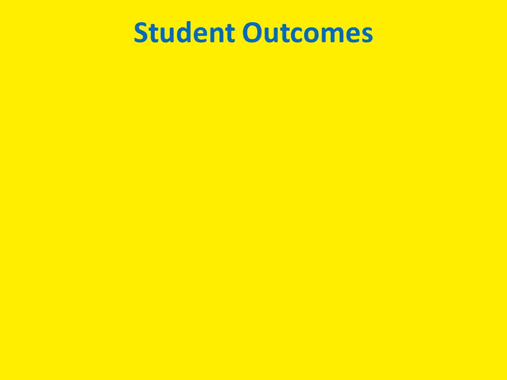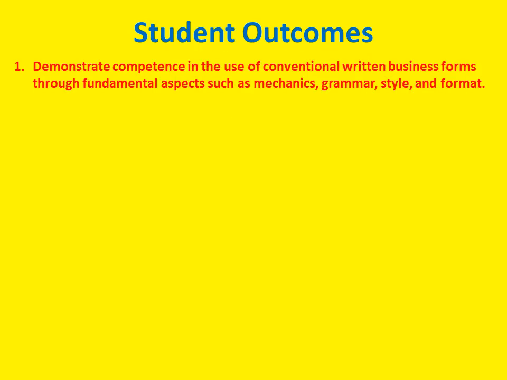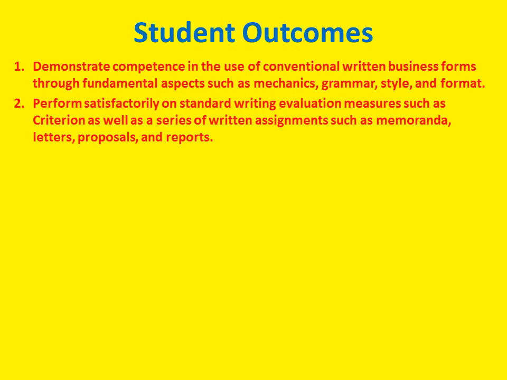Okay, onward here. Student outcomes. Well, there are a number of student outcomes for this course. First of all, you're going to demonstrate competence in the use of conventional written business communication forms, the use of English mechanics, grammar, style, and format. Therefore, you need to have a very good grasp of the English language to do well in this course. You need to perform satisfactorily on the standard writing evaluation measurements that we're using.